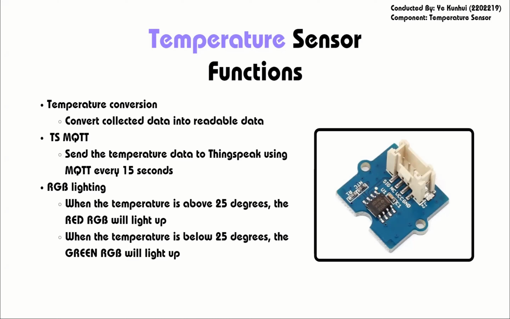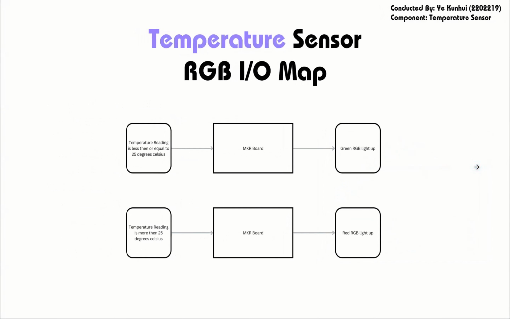This seamless integration of the temperature sensor into our IoT system significantly enhances the responsiveness and the efficiency of our baby monitoring system. The sensor doesn't just relay crucial temperature data, but it also activates other system components such as the fan, which in this case will be our servo motor, to help maintain the most optimal room conditions. Here will be our sensor RGB I/O map.